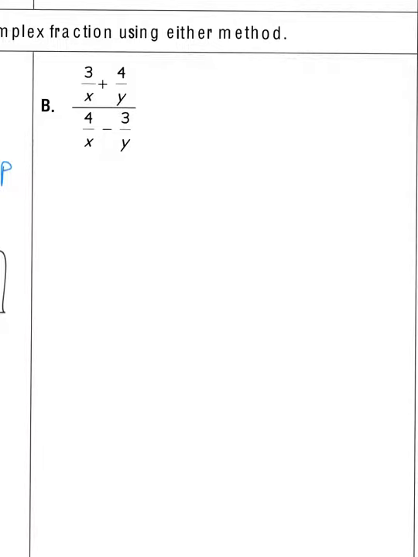So you get 3 times y is 3y. And then x times 4 is 4x, so positive 4x, divided by, and then x times y is xy. Then all of that is divided by... This negative belongs to the 3, so y times 4 is 4y. X times negative 3 is negative 3x divided by x times y is xy.